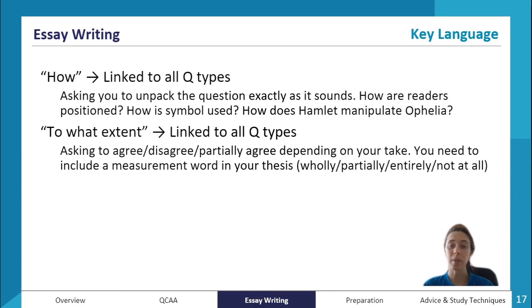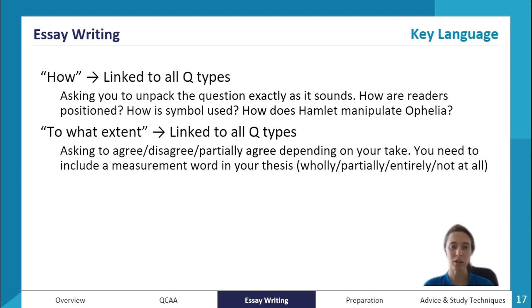Okay, so some ideas about those key language elements as well. You've got the idea of "how," and this can be used for any of your different question types that we just went through. So it's asking you to unpack the question exactly as it sounds. How are readers positioned? How is the symbol used? How does Hamlet manipulate the character Ophelia? So that is a pretty straightforward idea. We're pretty familiar with being asked that kind of how question.